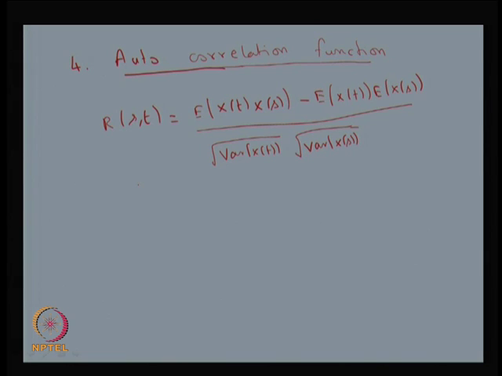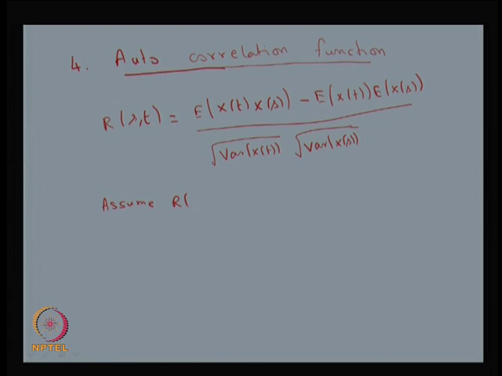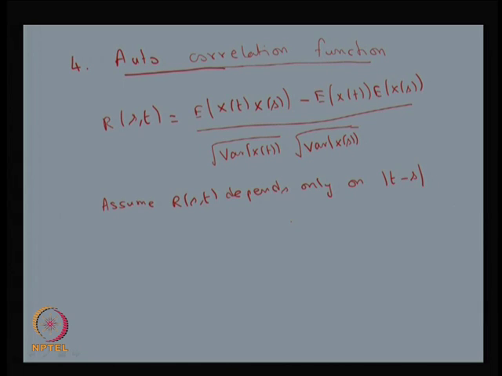So, it basically describes the correlation between values of the process at the different time points s and t. Sometimes we assume r of s comma t depends only on the absolute value of t minus s. In the later case, when we are discussing the stationary process, it depends only on the interval length, not the actual time. Therefore, r of s comma t depends only on the length of t minus s in absolute value, not the actual s and t.